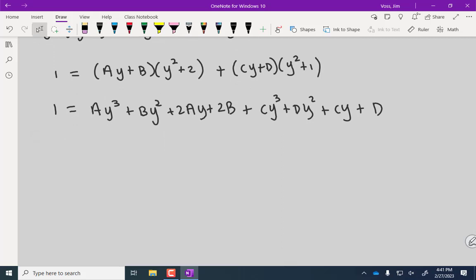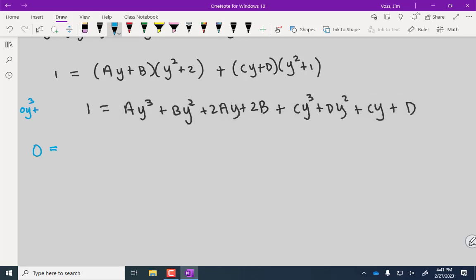Now we get to build a system. Get to use our hands. What is the coefficient of y cubed on the left? Zero, so 0 y cubed on the left, right? If you need to, you can put placeholders in here: 0 y cubed plus 0 times y squared plus 0 y. So if you want to put these in, of course you can do that.